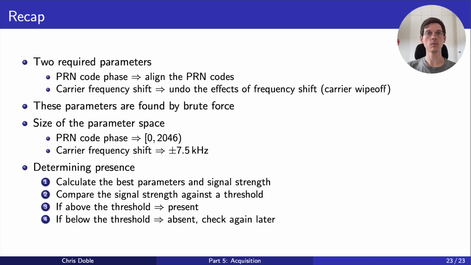In the next video, we'll cover the third stage of the GPS receiver implementation, tracking. We'll learn how to track signal parameters over time so we can continue to decode navigation message bits as satellites move across the sky.